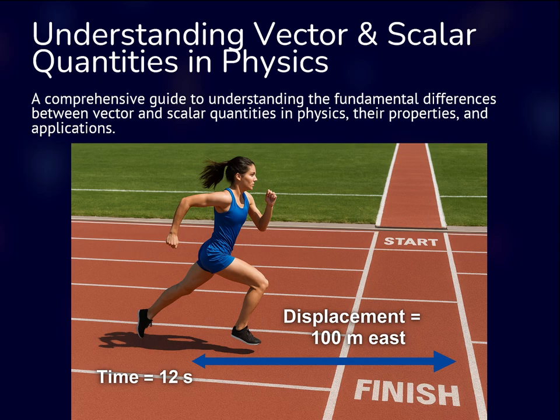So in our race example, time is a scalar quantity, but your displacement, how far and in what direction you moved, is a vector quantity. Understanding the difference between these two is critical in physics because it determines how we analyze and solve problems.